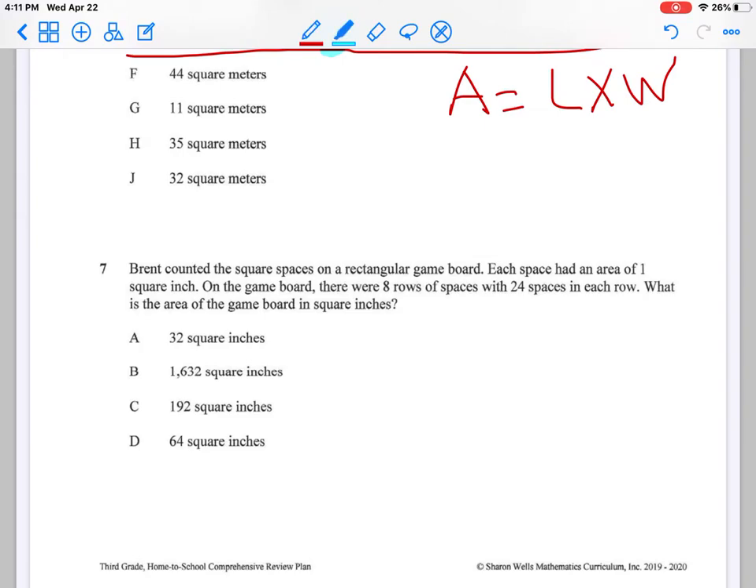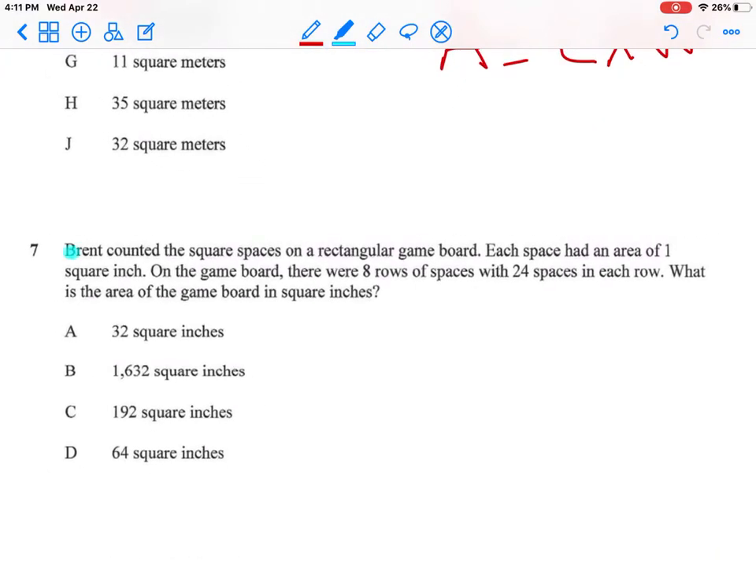So let's analyze our information. We are talking about Brent, and he was counting square spaces on a rectangular game board. Each space had an area of 1 square inch. On the game board, there were 8 rows of spaces with 24 spaces in each. And here is my question: what is the area of the game board in square inches? I know they are asking me to find area, so I know that I am going to need area equals length times width. Okay, so now let me use the information.